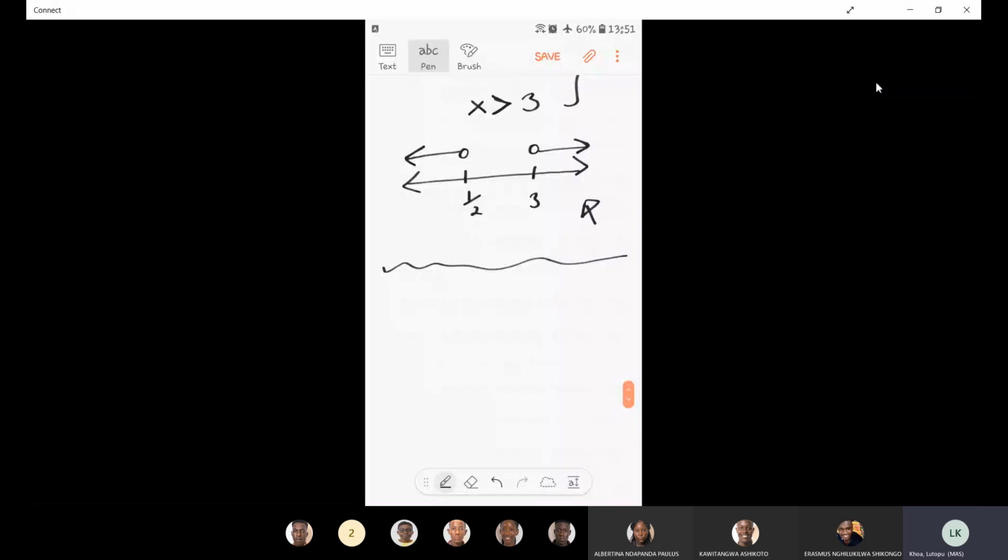Let's look at the next one. Number 5, we have 4m minus 1. This is greater than or equal to m squared. So again, like a quadratic equation, you must bring everything to one side, 0 to the other side, but you always want the coefficient of m squared to be positive.